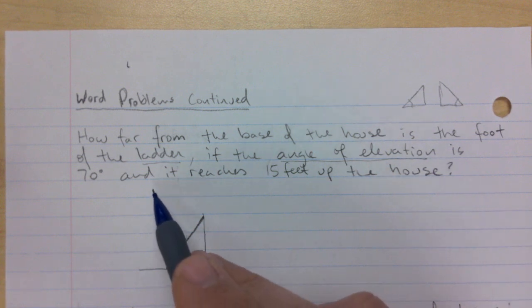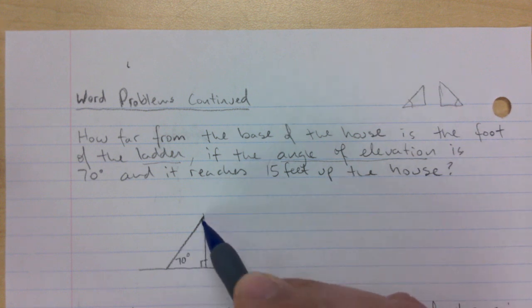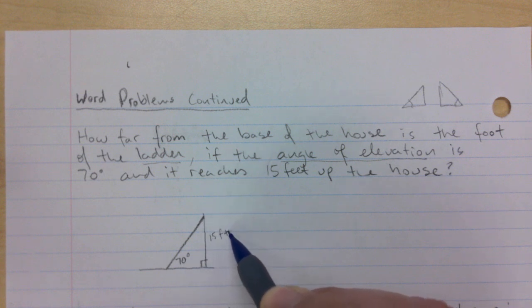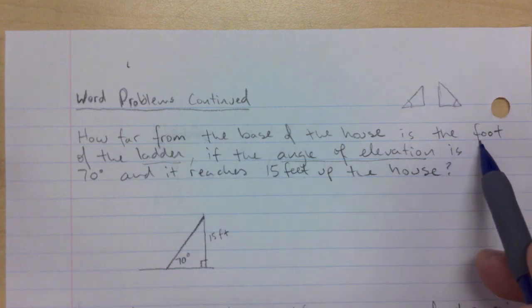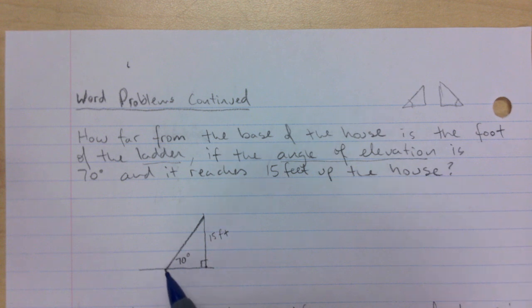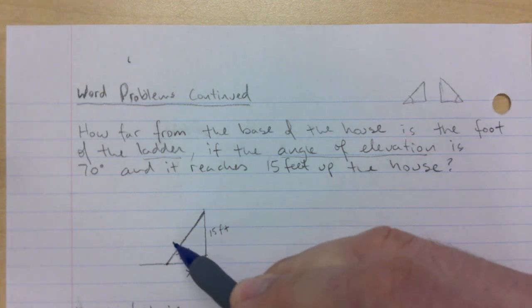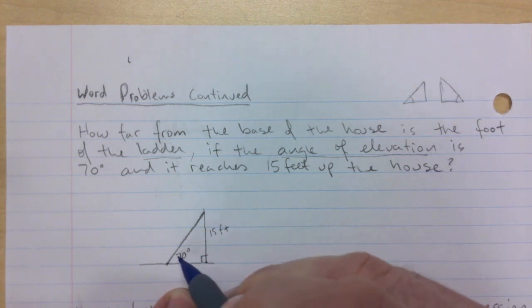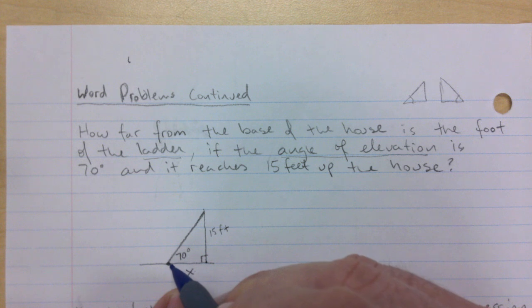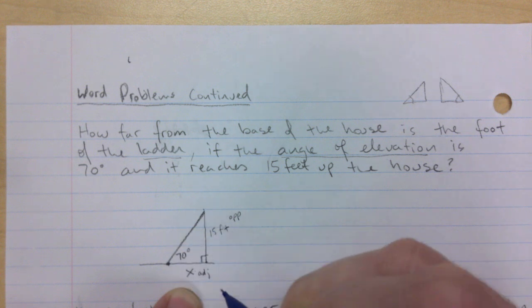There's the ladder. It says it reaches 15 feet up the house. So is it the ladder or is it here? It is here, 15 feet goes right here. And it wants to know how far from the base is the foot of the ladder. So this is the base of the house. This is the foot of the ladder. They're talking about this side here. The same question could have asked you what is the actual length of the ladder, in which case your unknown would be here. But in this case, it's here. All right, so the 70 being here tells us that this is a reference angle. So we go across, this is your opposite, this is the adjacent. We don't care about the hypotenuse.